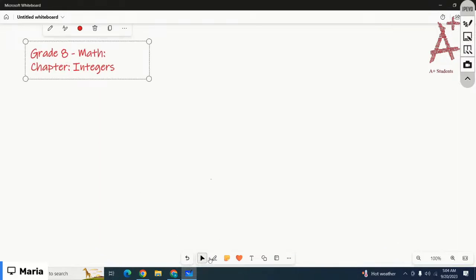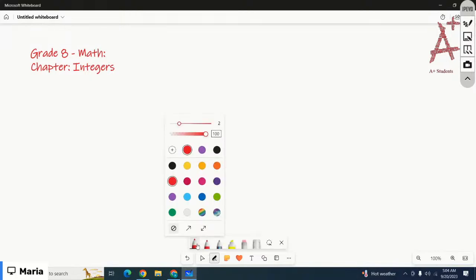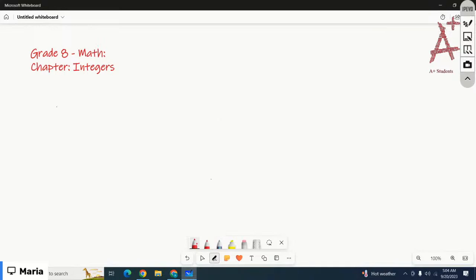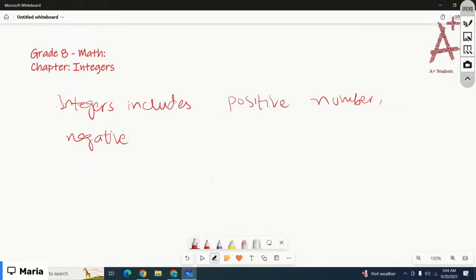Integers are the numbers that include positive numbers, negative numbers, and zero, right? You can note down the definition. Integers include positive numbers, negative numbers, and zero. No fractions and decimals allowed.